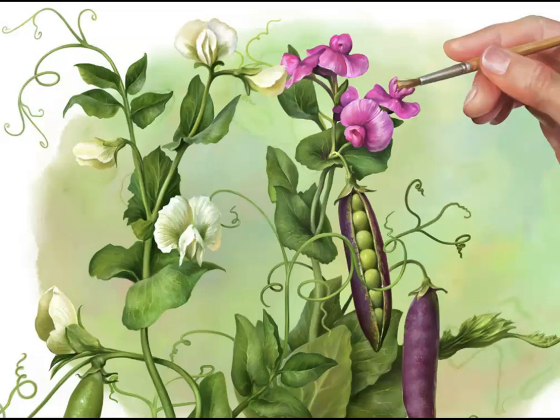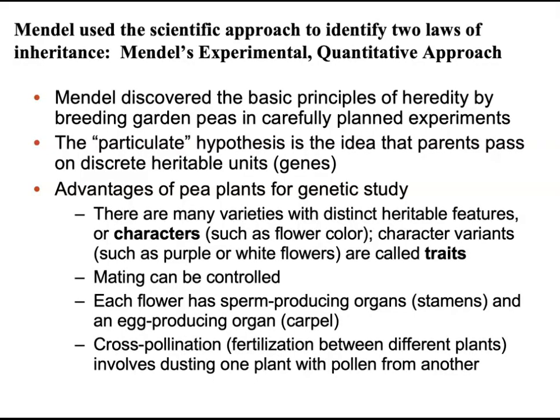The particulate hypothesis is the idea that parents pass on discrete heritable units. Today we call these heritable units genes, but when Mendel was conducting his experiments, he did not know what these heritable units actually were. There were a number of distinct advantages of using pea plants for genetic study.